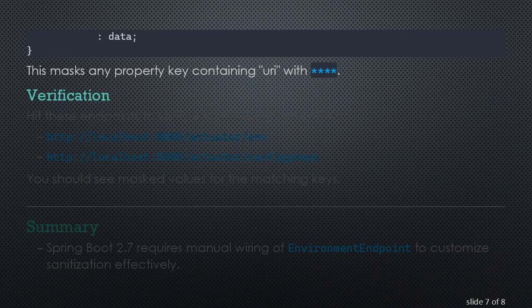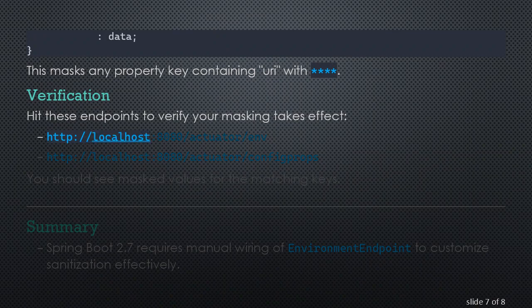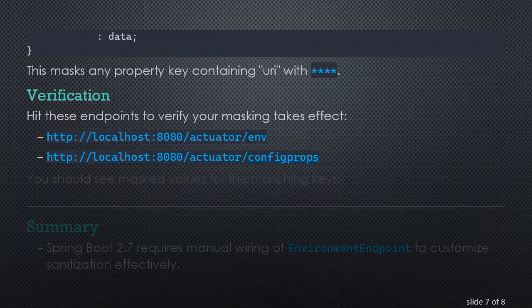Verification. Hit these endpoints to verify your masking takes effect. http://localhost:8080/actuator/env. http://localhost:8080/actuator/configprops. You should see masked values for the matching keys.